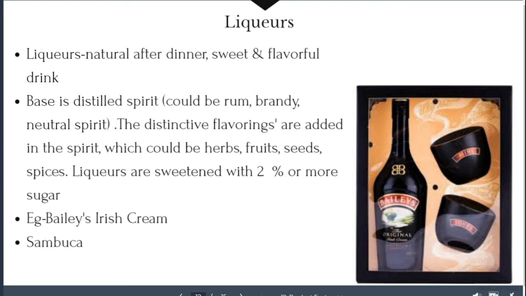Moving ahead, let's talk about compound beverages. Under compound beverages, we have examples of liqueurs and cocktails. Liqueurs are alcoholic beverages which are generally consumed after dinner and are called digestives. It's an alcoholic beverage which has a base of distilled spirit, which can be rum, brandy, or any neutral spirit. The flavoring agents that are added can be obtained from different types of herbs, fruits, seeds, or spices. Liqueurs also can be sweetened and colored. A very popular example of liqueur is Baileys Irish Cream.